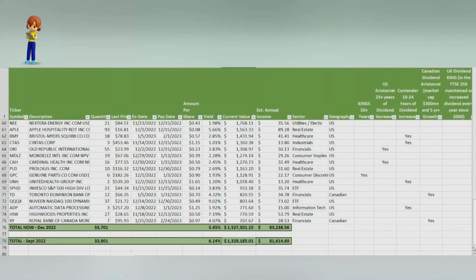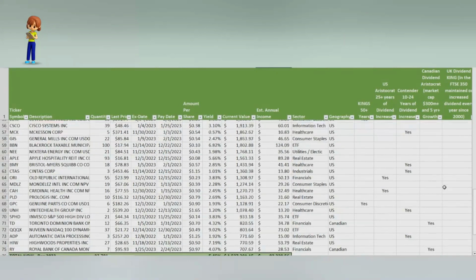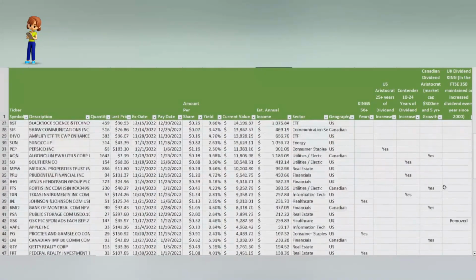And that's because the total value of everyone's portfolio had gone down a bit. But the PADI was much lower at $81,614. And the other thing you may have noticed in this whole thing is just how packed with kings, aristocrats, contenders, and the like throughout the entire portfolio.